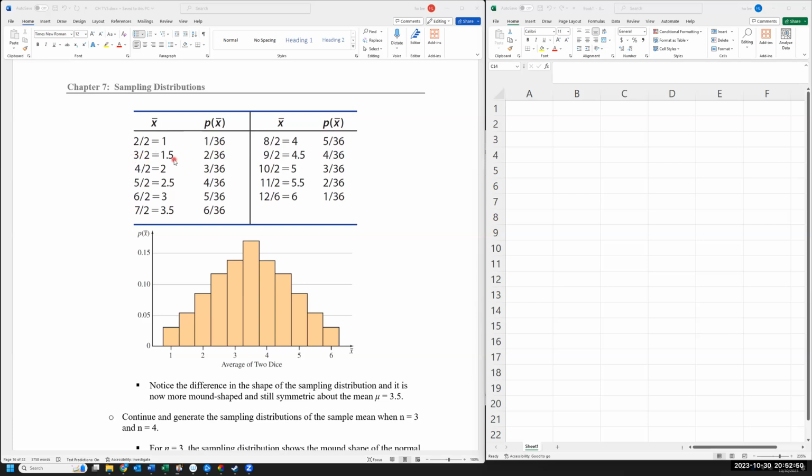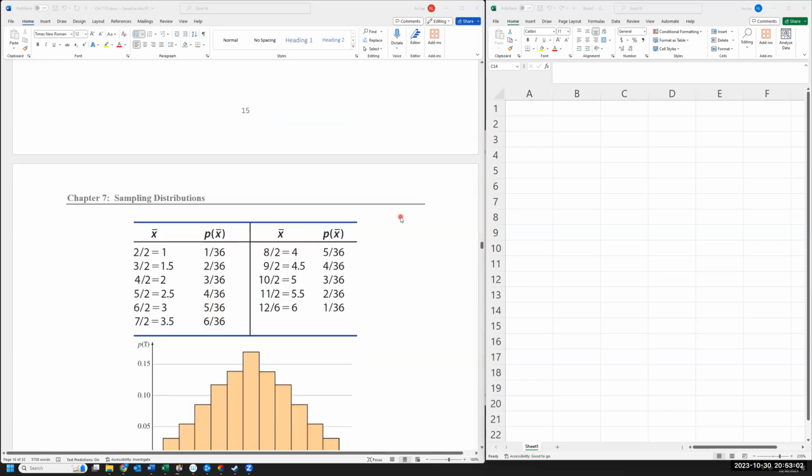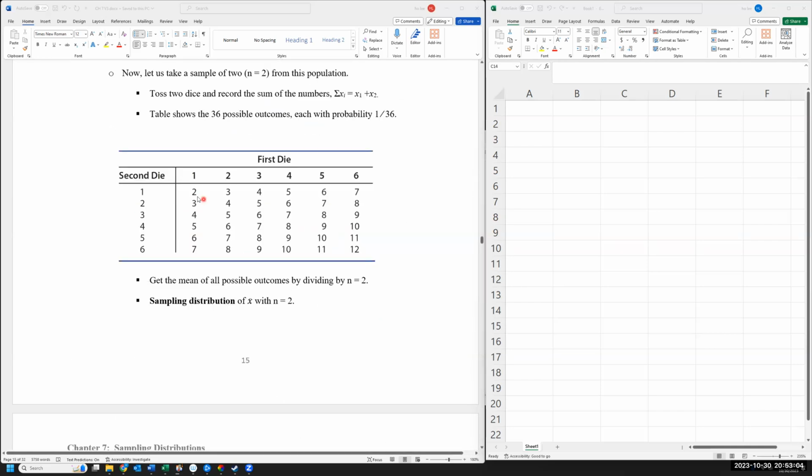3 divided by 2, you get 1.5. That's the average. And you have 2 out of 36. That is the 1.5 average. How do we know that? Right here, this box contains 36 sums. That's the 36 different possibilities you could get when you roll 2 dice.